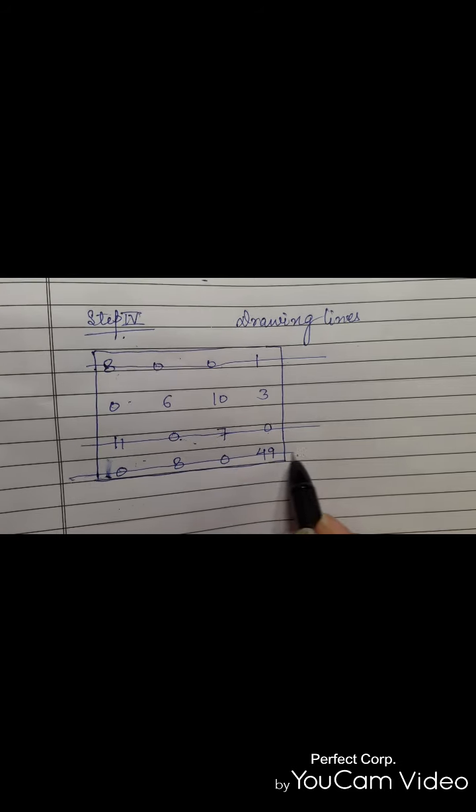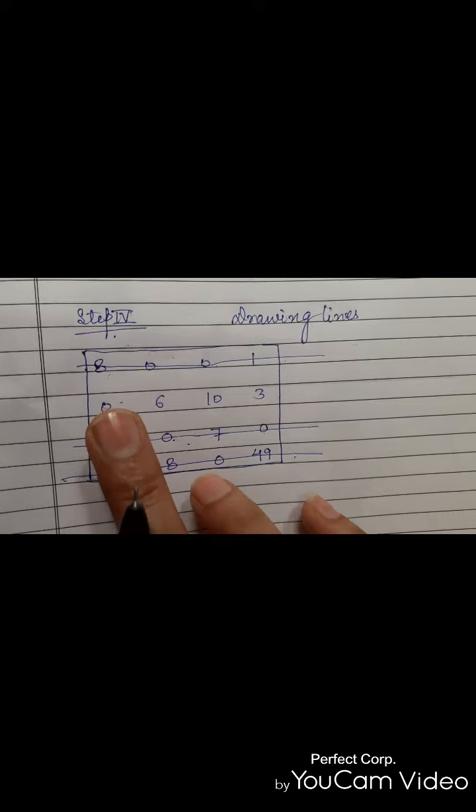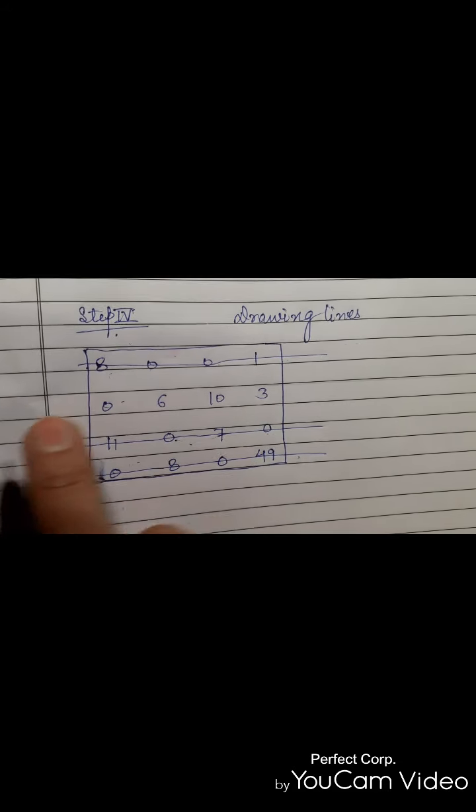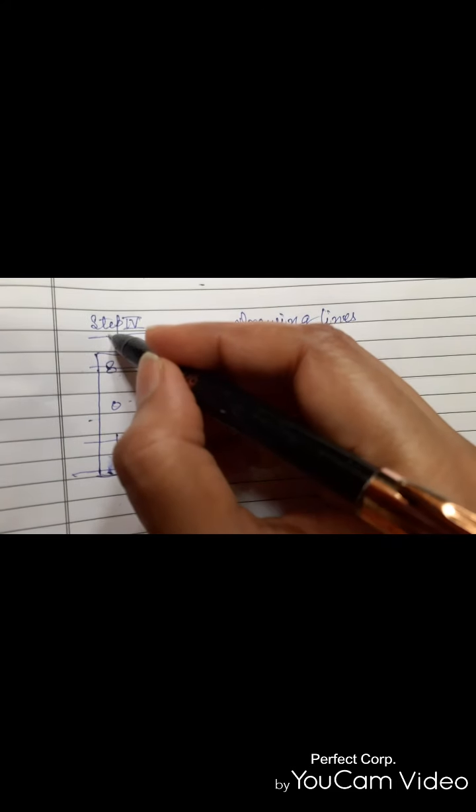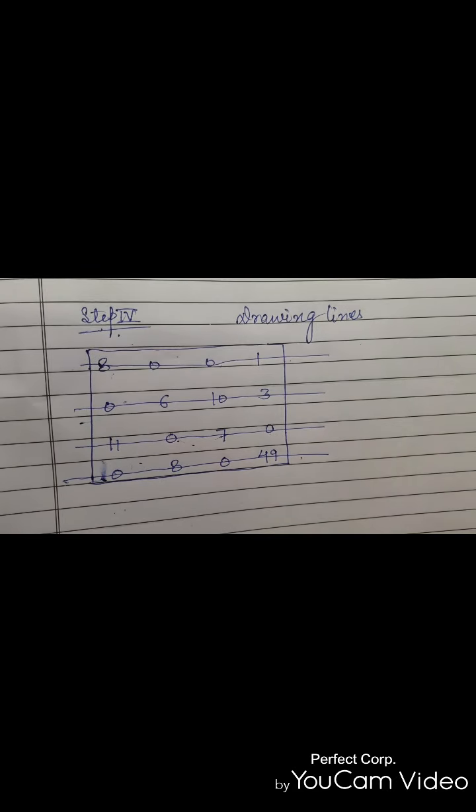This zero can be covered either by the horizontal line or by the vertical line. If I draw a single line horizontally, then these two zeros can be covered. Now it's my choice whether to cover this zero with the help of a horizontal line or a vertical line. I can use any single line, so I may draw a horizontal line.